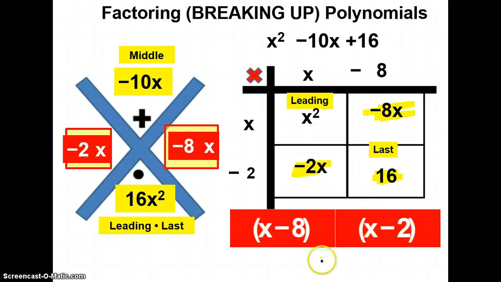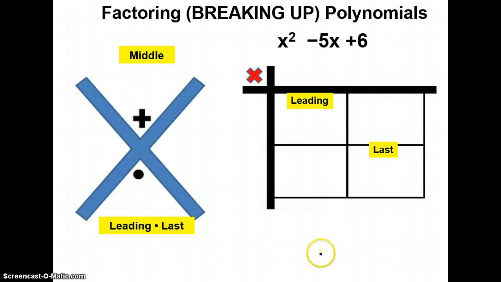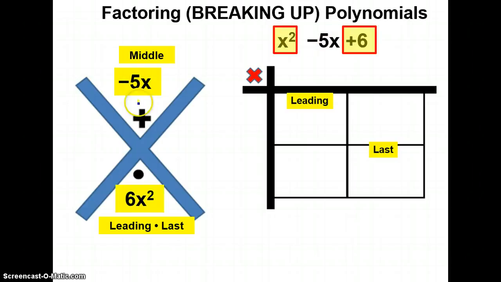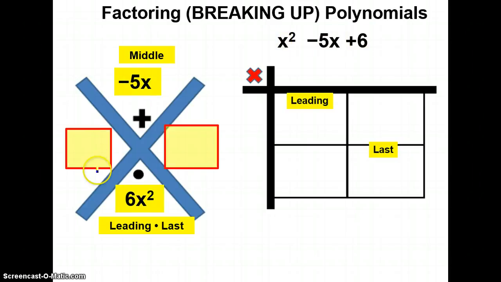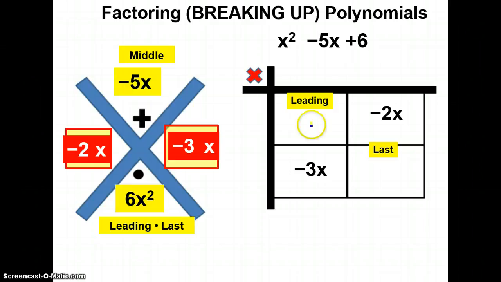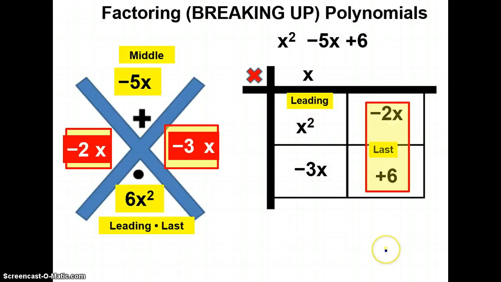Let's try another one. Again, I'm going to put my middle term, negative 5x, and my leading times my last. What two numbers multiply to get us a positive 6 but add to get us a negative 5? Negative 2 and negative 3. Again, it doesn't matter where we put them. We're going to put our leading and our last term. Again, what do these two have in common? X. What about these two? What multiple do they share?